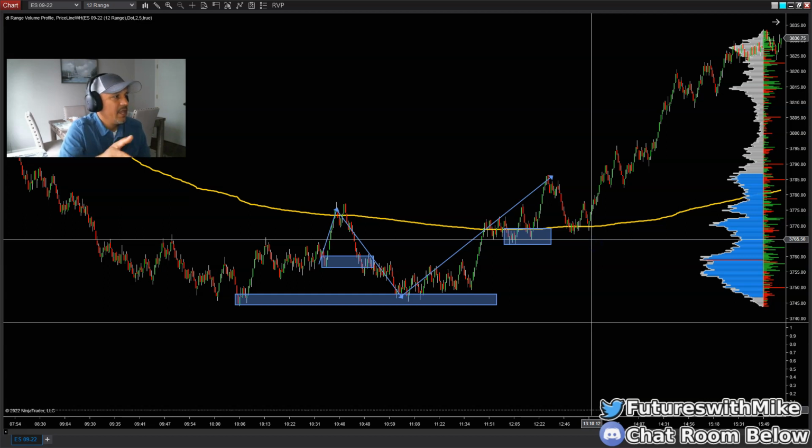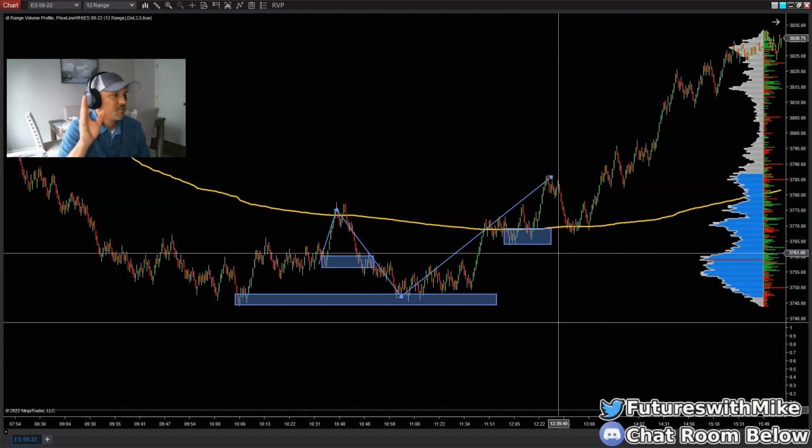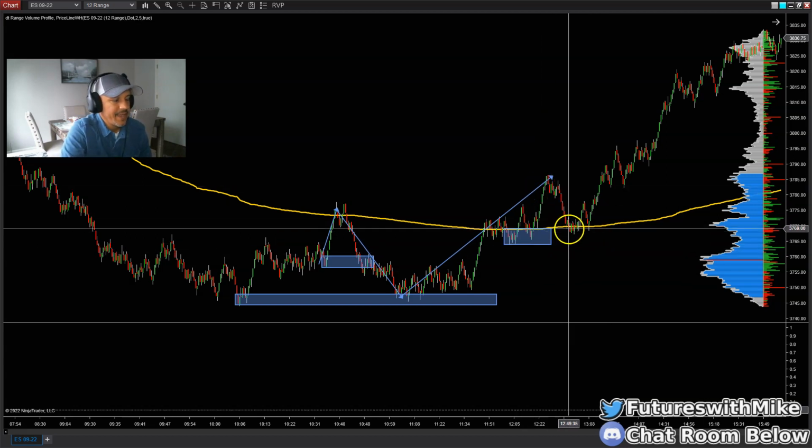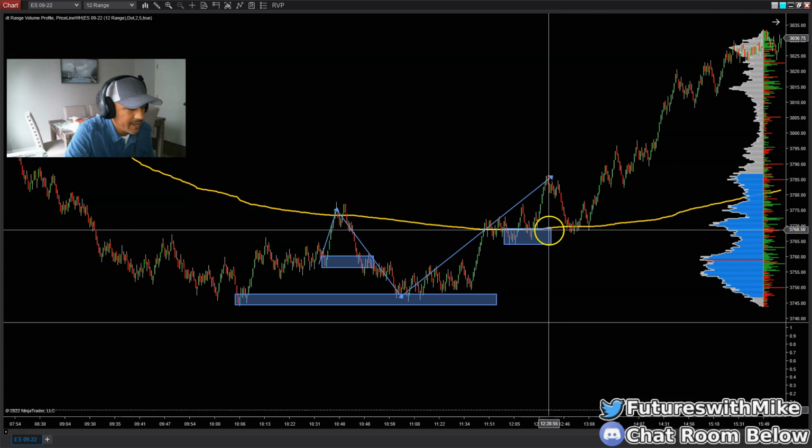So here's the thing now. If you're setting up or marking zones on your 12 range chart, do not trade right off of that the moment it comes back to it on your 12 range chart. You have to, at this point, scale down to a lower time frame chart to see if you're going to get that rejection. This is using the higher time frame chart in confluence as you scale down to your lower time frame chart.